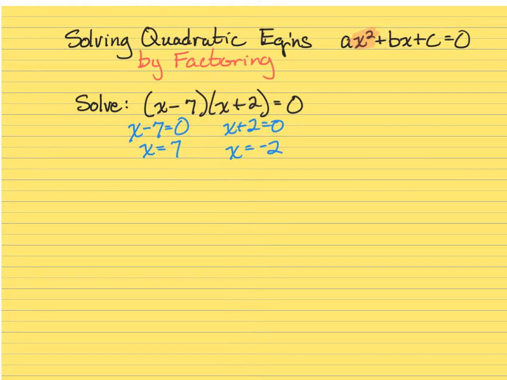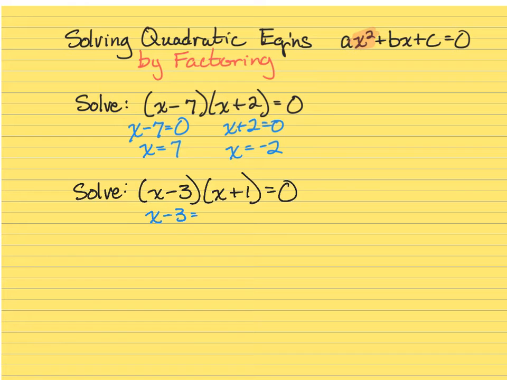Let's look at another one here. Solve x minus 3 times x plus 1 equals 0. And this is a quadratic in factored form. So like we said, the way we do this is we take each factor. All we need to know is when does that factor equal 0? And that happens at 3. 3 is a solution, right? Because if you plug 3 in here, you get a 0 times whatever, which is 0. But also, we take the other factor, set it equal to 0, x equals minus 1. And there's our second solution. So there are two numbers that solve this.